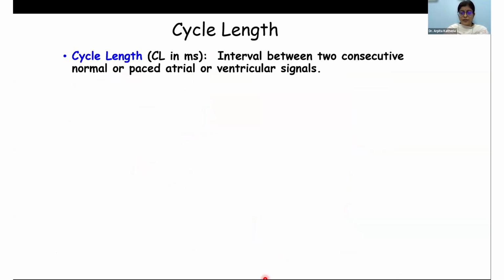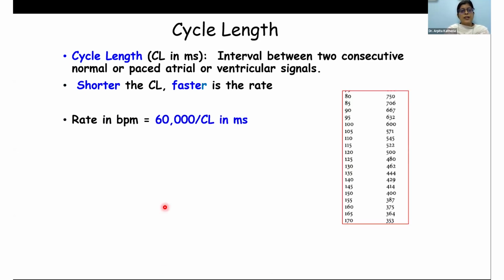Now moving to some basic concepts which we use frequently in the EP study. First is cycle length. What is the cycle length? It is the interval between 2 consecutive normal or paced atrial or ventricular signals. Shorter the cycle length, faster is the rate. How we calculate it is basically rate in beats per minute equals 60,000 divided by the cycle length, which is in milliseconds. For reference, if the heart rate is 80, the cycle length is 750 milliseconds. If the heart rate is 100 beats per minute, it becomes 600. At 150, it becomes 400 and so on. So as the heart rate increases, the cycle length becomes lesser in number, but the rate is faster.